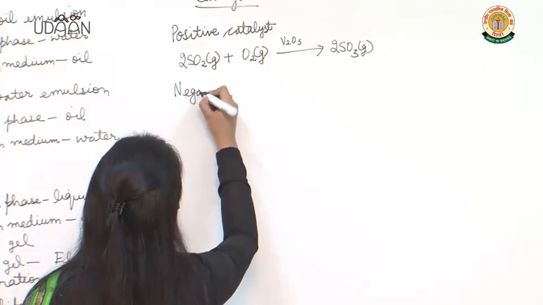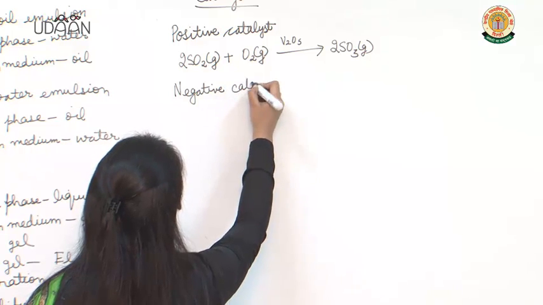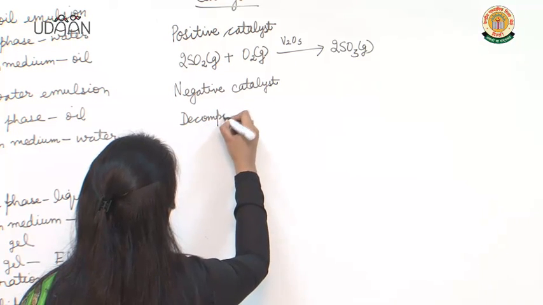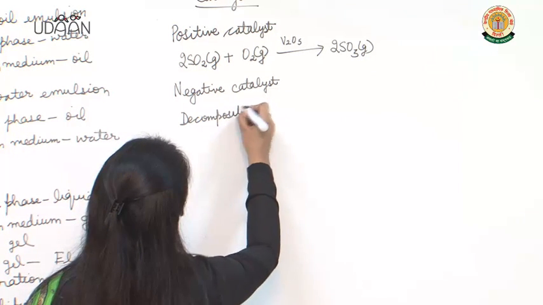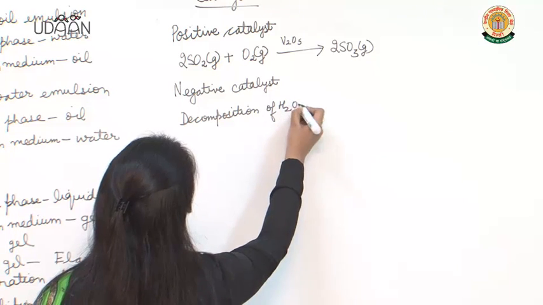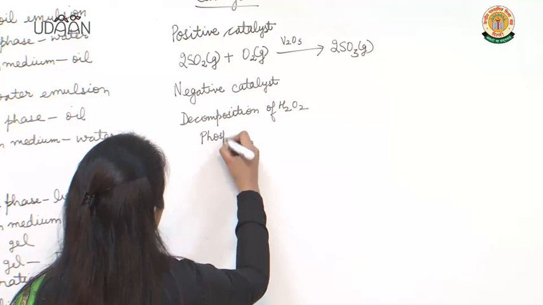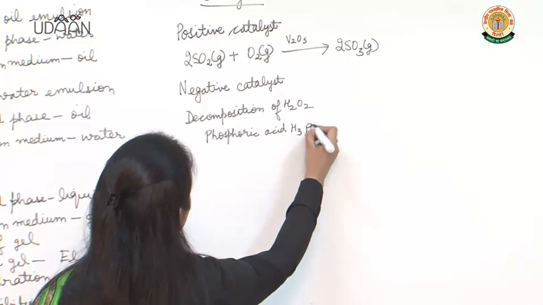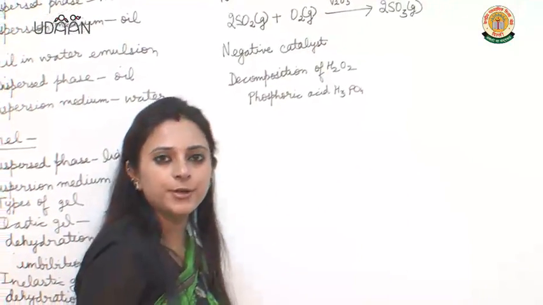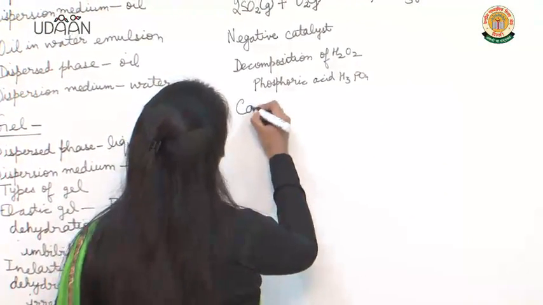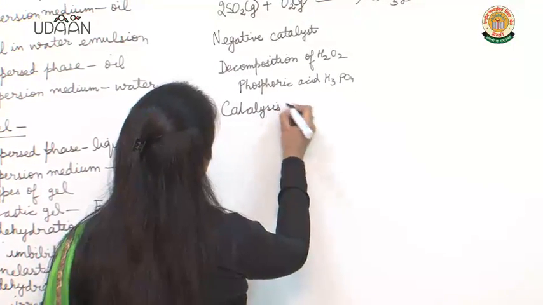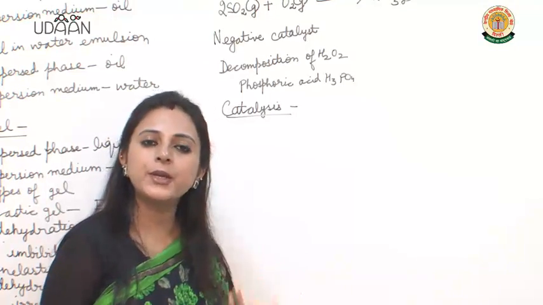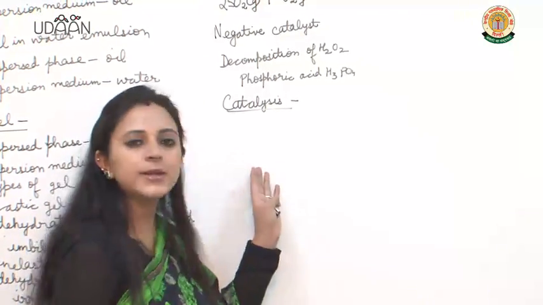But when I talk about decomposition of H2O2, in the decomposition of H2O2, phosphoric acid, that is H3PO4, acts as a negative catalyst. It decreases the rate of reaction. Now what is catalysis? The reactions in which we use a catalyst in order to speed up the reaction, that phenomenon is catalysis.